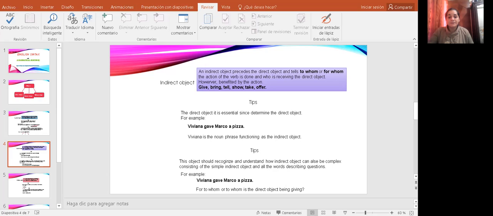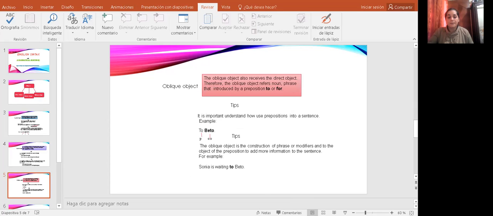Another tip: the student should recognize and understand how the indirect object can also be complete, consisting of the simple indirect object and all the words describing it. For example, Viviana got Marco a pizza. For whom or to whom is the direct object being given? Marco, indirect object. Remember that there must be a direct object to have an indirect object in a clause.